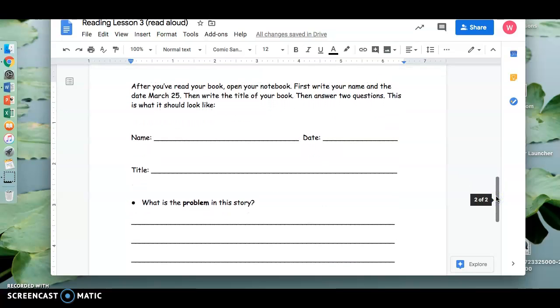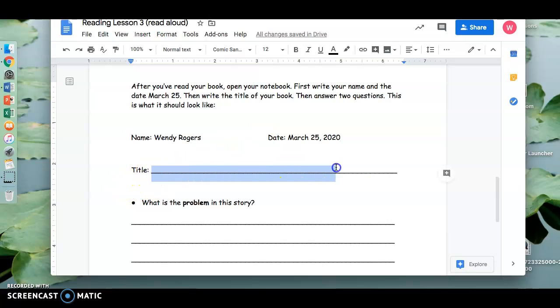After you've read your book, open your notebook. First, write your name and the date. The date is March 25th. So it would look like this. I'm going to write my name. The date is March 25th, 2020. The title, this is where you would write the title of your book. Well, I don't know what book you're going to read. You'll have to fill that in on your own.